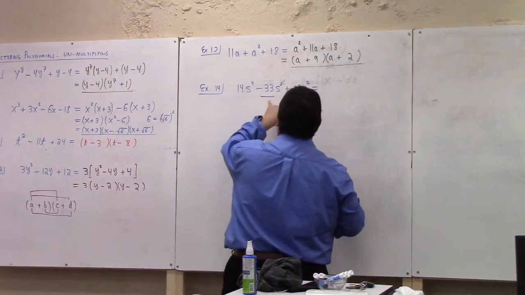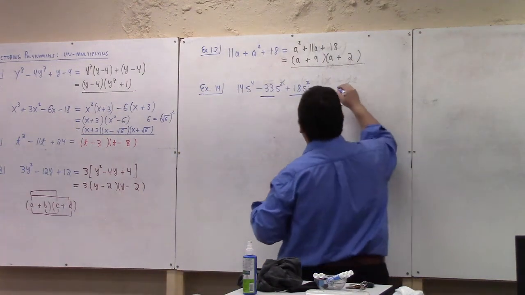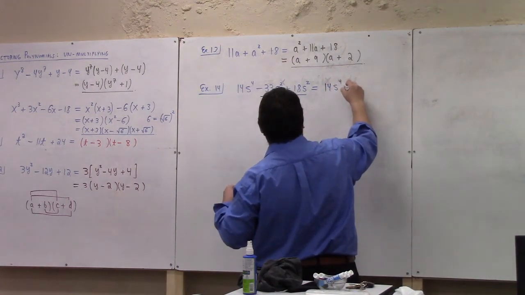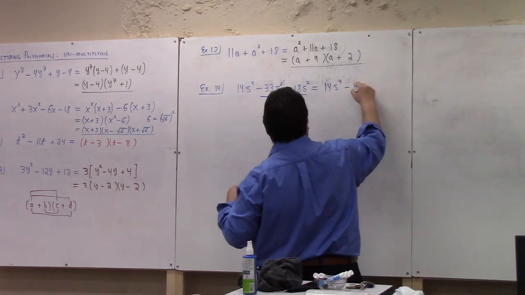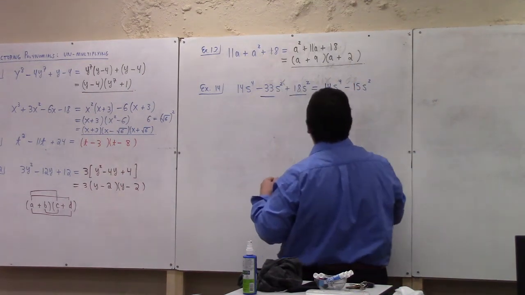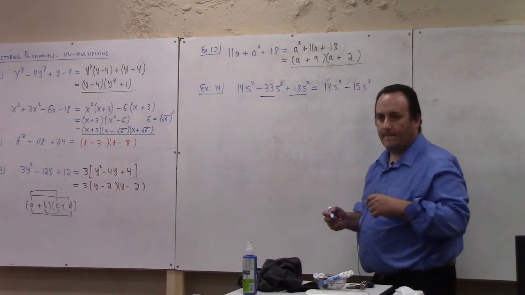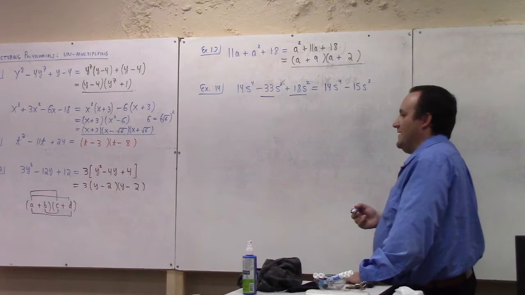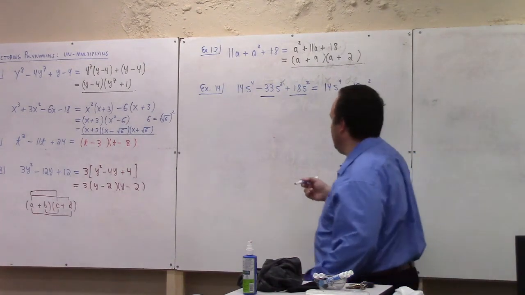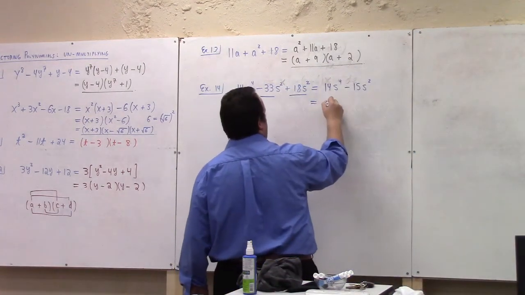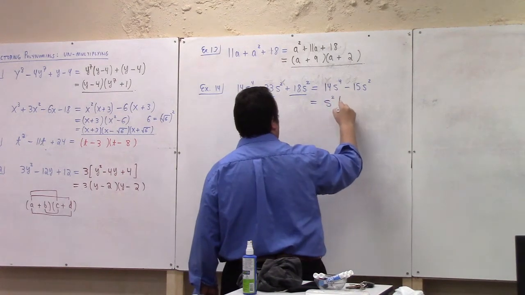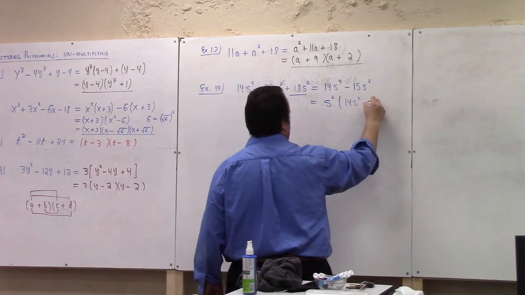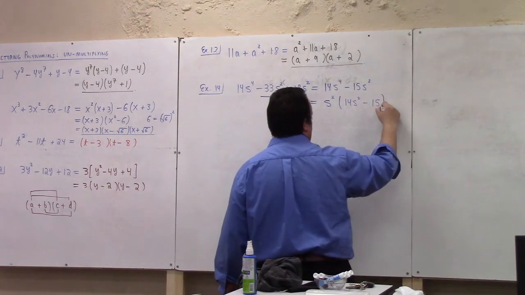If I've got, these are both s squareds, right? So we can rewrite this as 14 s to the fourth minus 15 s squared. And can we factor that? I think we can. I'm going to factor out s squared. And that's going to leave me 14 s squared minus 15, right?